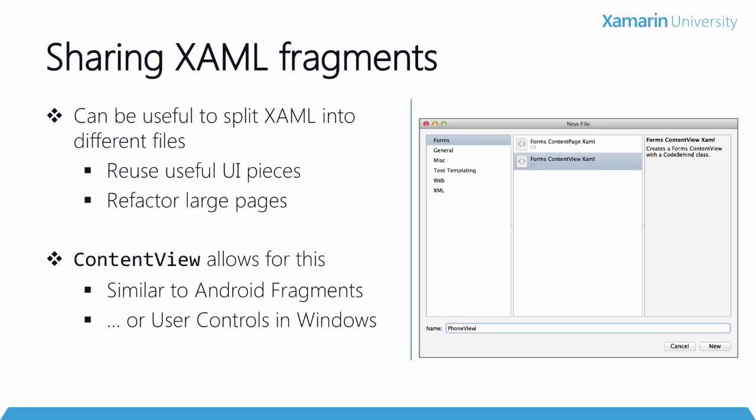Now, if you find yourself repeating a block of XAML across 2 pages or have a fairly complex UI structure, you might consider breaking a portion of the XAML out into its own unique unit. This is done using a ContentView. Now, ContentView is a reusable XAML block, which can then be included on one or more screens. It's very similar to a user control in the Windows world or a fragment in Android.